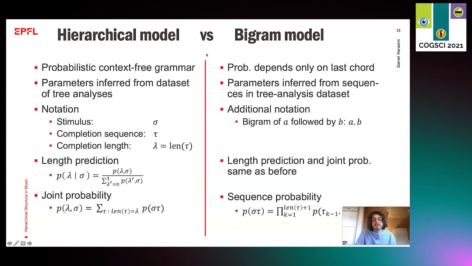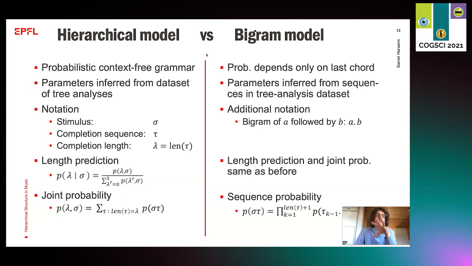Since the bigram model does not consider tree analyses, its parameters were inferred directly from the sequences analyzed in the just tuned dataset. The length predictions of the bigram model are calculated very similarly to the hierarchical model. The only difference is the calculation of the sequence probabilities. So while the probability of a sequence is computed with respect to the tree analyses under the hierarchical model, a sequence probability in the bigram model is simply the product of its chord transition probabilities.